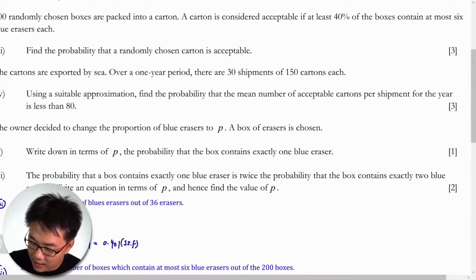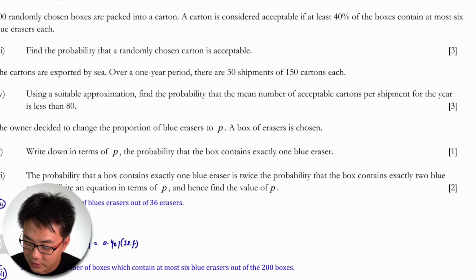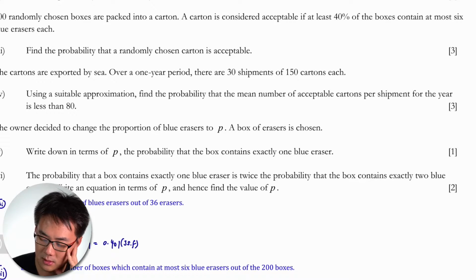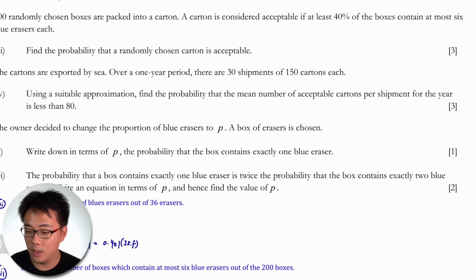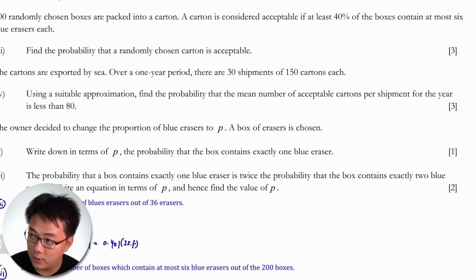Then part 4. The cartons are exported by sea. Over a 1 year period, there are 30 shipments of 150 cartons each. Using a suitable approximation, find the probability that the mean number of acceptable shipments in the year is this. So this is CLT, central limit theorem. Currently in the H2 math syllabus, the only approximation that you have, if I didn't recall wrongly, is your central limit theorem.